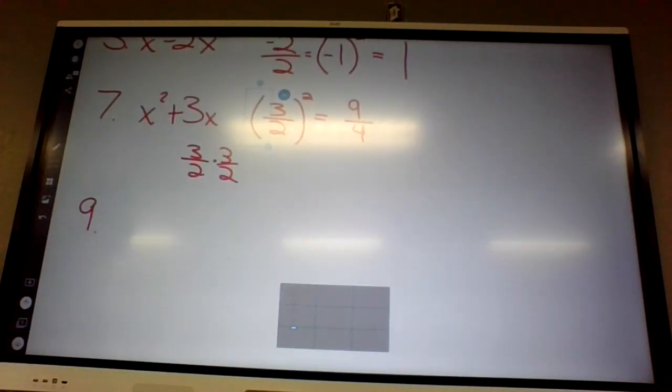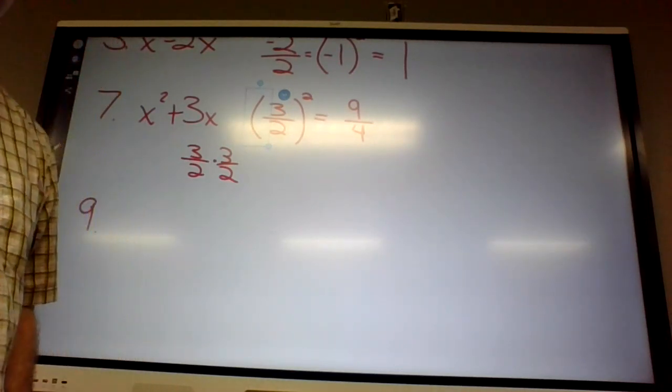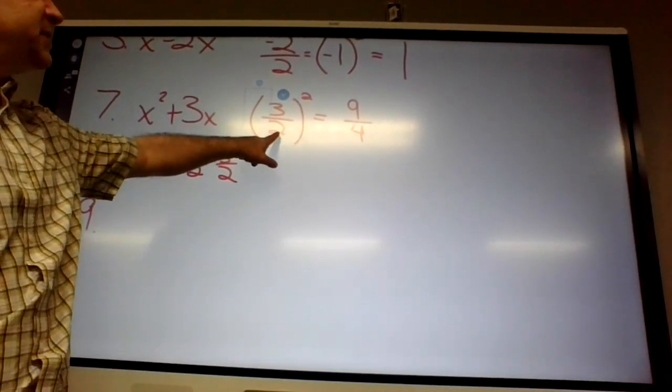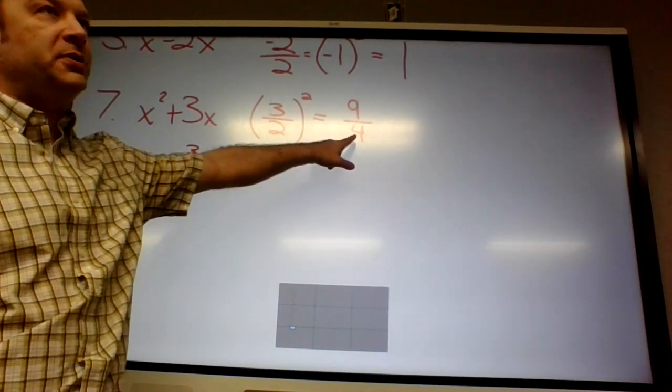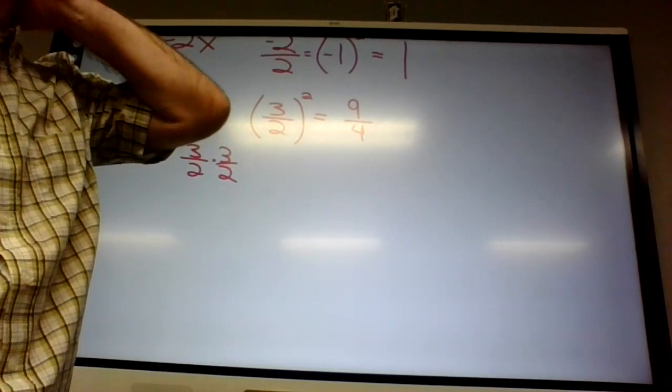That doesn't simplify. So if it doesn't reduce by 2, then just put it over. If this one doesn't reduce 3 over 2, then this one won't reduce. So when you square something, it won't reduce either.